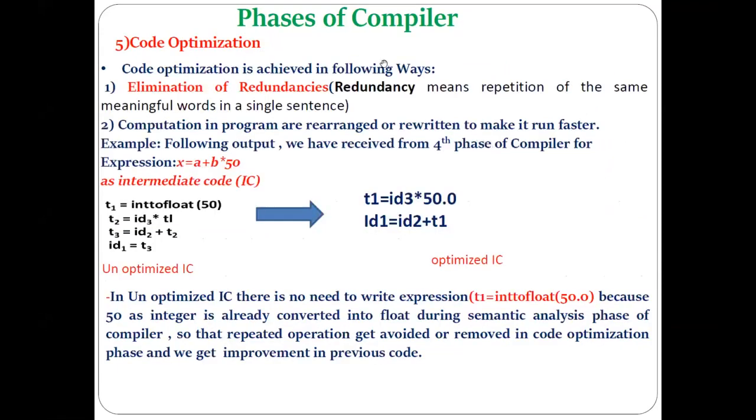I hope you understood what exactly is meant by code optimization. Code optimization, or rearrangement of the code, can be done in different ways. We are going to see the techniques of code optimization also. Here I have mentioned that code optimization is achieved in the following ways. How it can be achieved and what the techniques are, we'll see next. But here just see the different ways of achieving code optimization.